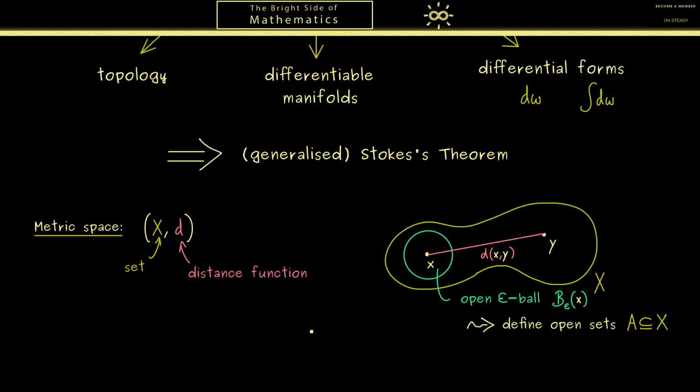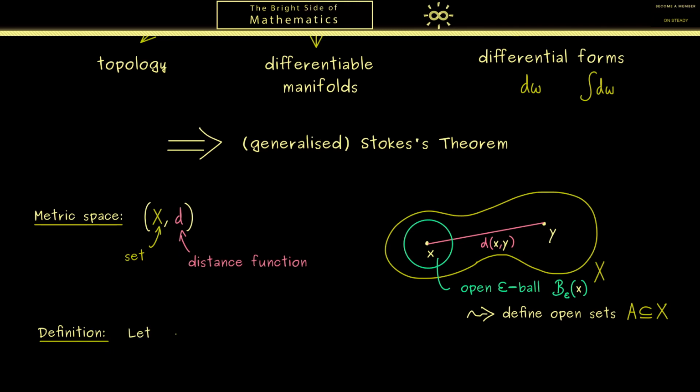Hence, we just list all the sets that should be open and then we deduce everything from them. Most importantly, in this definition we don't need a metric anymore. However, of course, we still have a set X.